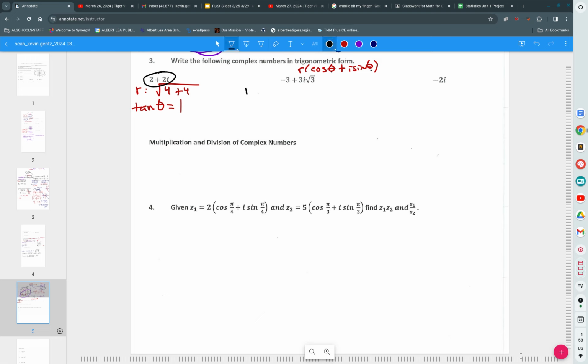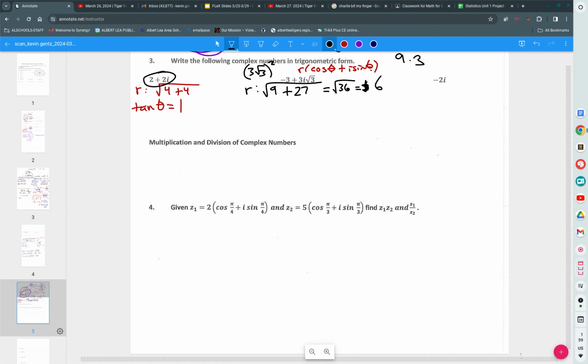Okay, this one I got to come up with r. I got the square root of a squared, which is 9. And what do I get if I square 3 roots of 3? You get 27. 3 squared is 9 times the root of 3 squared is 3. Multiply those, I get 27. What's 9 plus 27? 36. So I get 6. That's my r value.